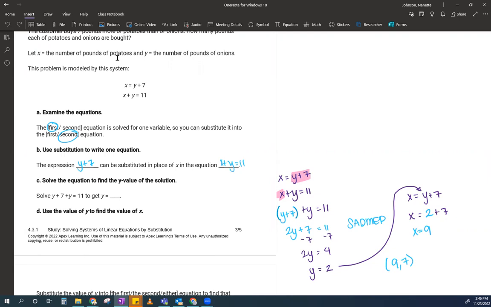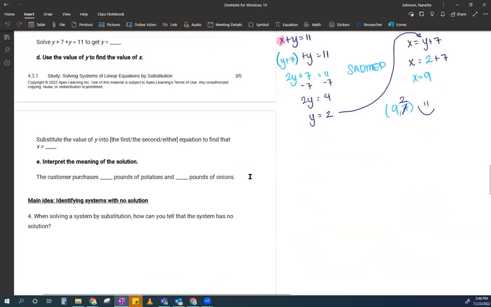The next thing I would do is check my answers really quick. Oops, I wrote it wrong. It's supposed to be 9 comma 2, not 9 comma 7. Okay, so is 9 equal to 2 plus 7? Yes. And is 9 plus 2 equal to 11? Yes. So yay, Miss Johnson's happy. And she would have found this mistake if we were doing all that other stuff.